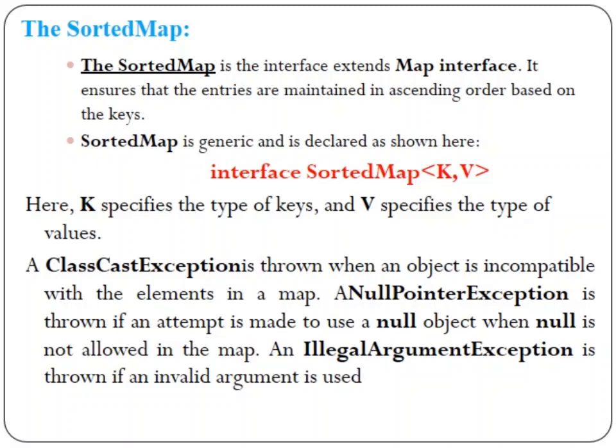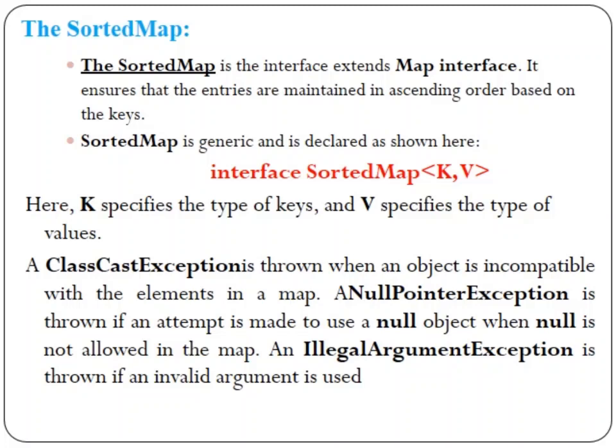The SortedMap interface is also going to throw the same exceptions that other interfaces throw. The first one is ClassCastException, which is thrown when you perform an operation with incompatible objects in the map. NullPointerException is thrown when you try to store or retrieve values by making use of a null object in the map. IllegalArgumentException is thrown when you try to access an element with a wrong or invalid argument.